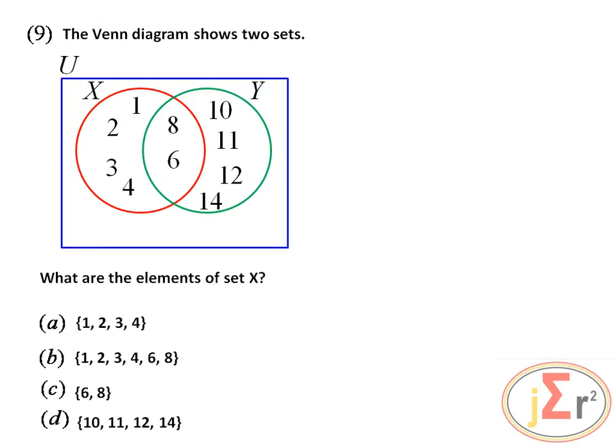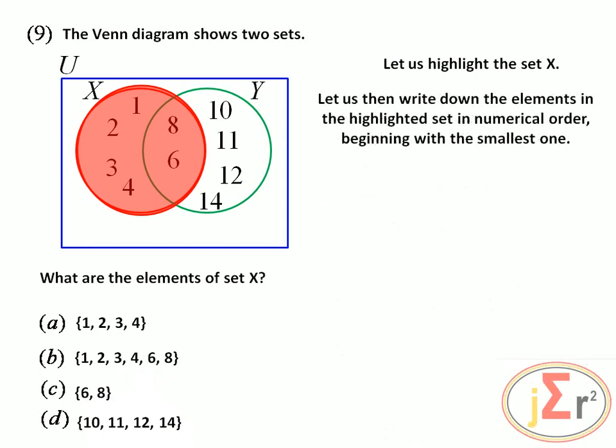The Venn diagram below shows two sets. What are the elements of set X? Let us highlight the set X. So, that's your set X, all covered in red, and you see the elements there. So let us then write down the elements in the highlighted set in numerical order, beginning with the smallest one. So, 2, 3 is in there, also is 4, I can see 6, and I can see 8. That's very nice. The correct answer is option B.